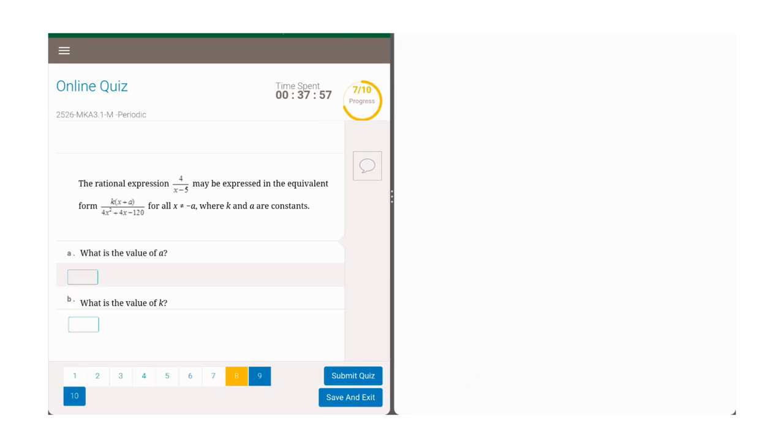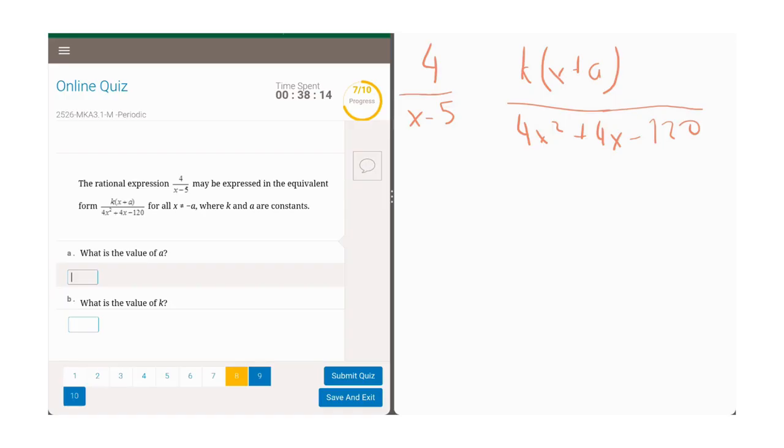For this question, it has a lot of steps. So we have the expression 4 over x minus 5. The equivalent form will be x k plus a over 4x squared plus 4x minus 120. So the first step will be making the first denominator change into the second denominator. For that, we need to take this and factor it. There's a common factor 4, so we can take it out. And then we're left with x squared plus x minus 30.